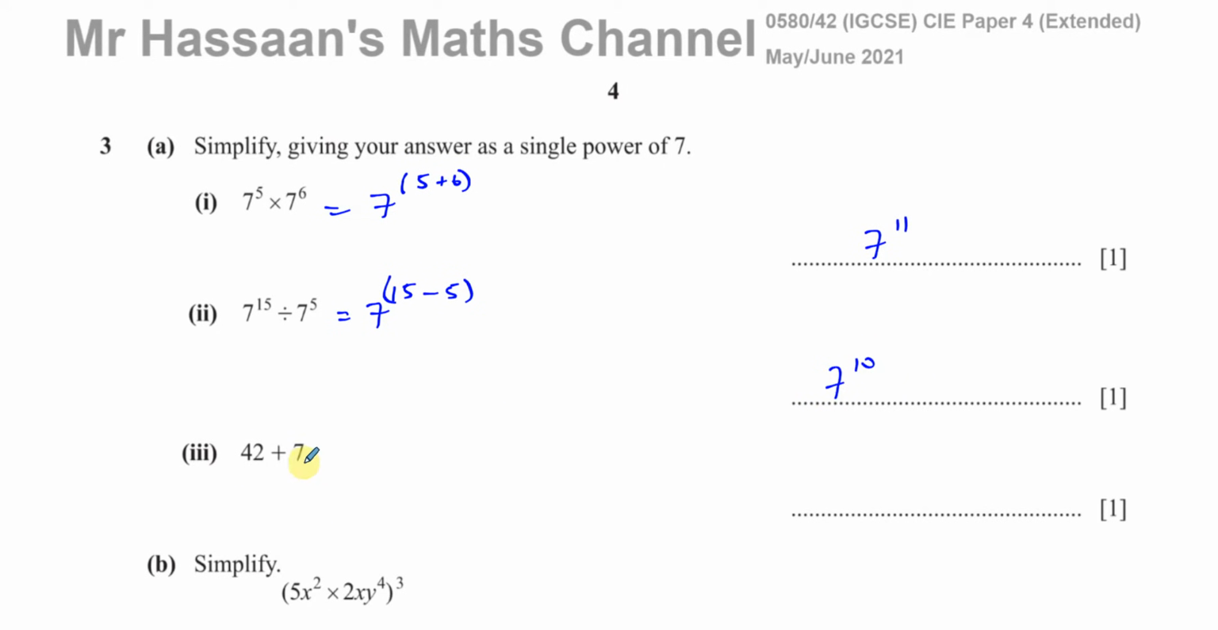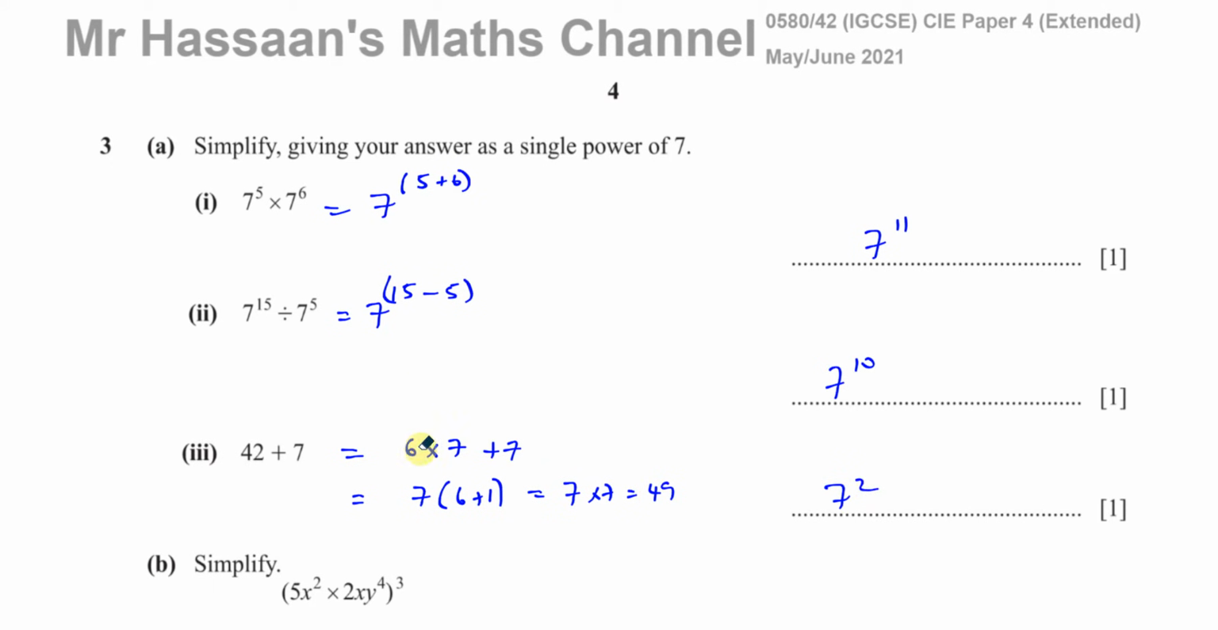Next, 42 plus 7. Now here what I can do is rewrite 42 as 6 times 7. Simplify, giving your answer as a single power of 7, and that's plus 7. All right, 6 times 7 plus 7, and that would therefore be 7 times 6 plus 1, which is the same as 7 times 7, which is 49, which is 7 squared.